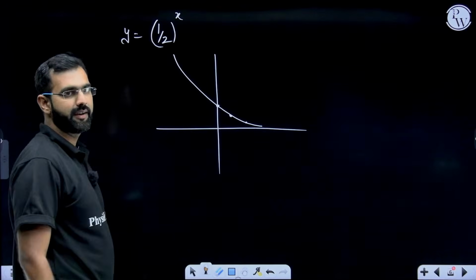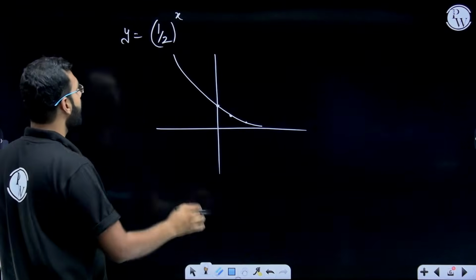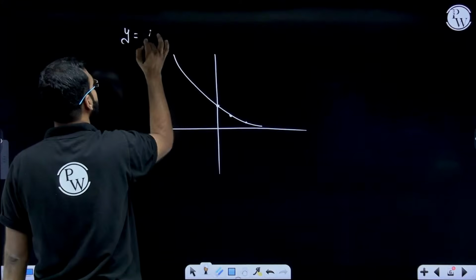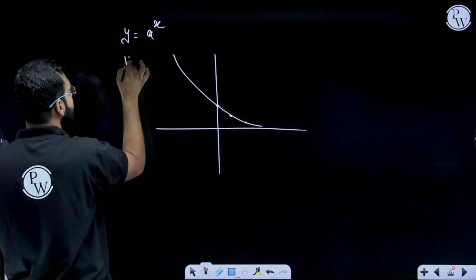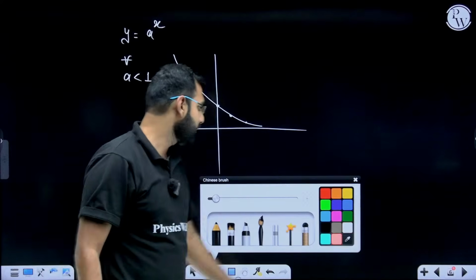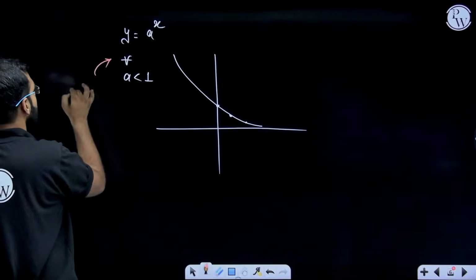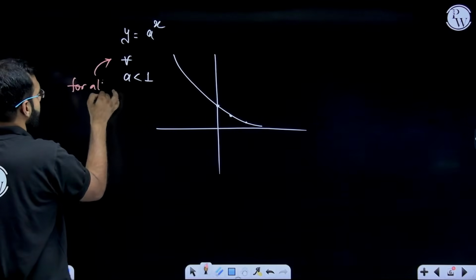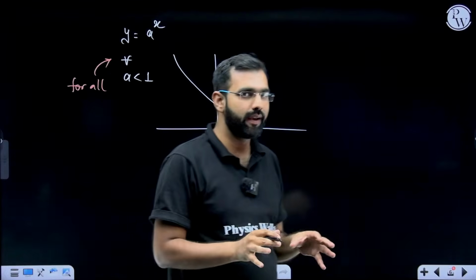I hope you're comfortably understanding this. So here I am trying to make you understand the graph of y equals a to the power x, but the case when a is less than 1. I hope you do remember it from the previous session, that this sign here represents "for all". I hope there is no confusion on that. For all a which are less than 1.